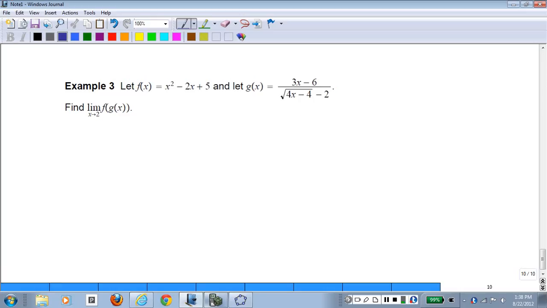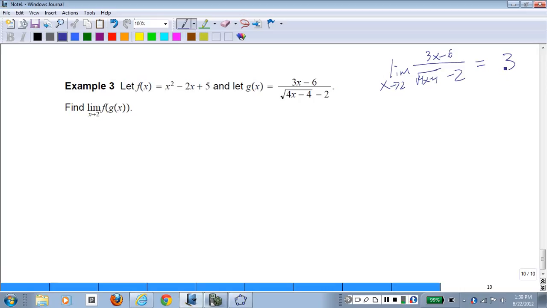Do you remember what the value of that limit was? What did we say last time? The limit of 3x minus 6 over the square root of 4x minus 4 minus 2, as x approaches 2? I believe we found it was equal to, was it 3 or was it 3 halves? Was it 3? So we found that last time.